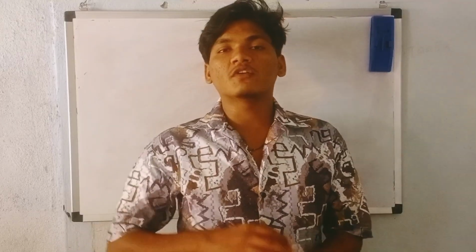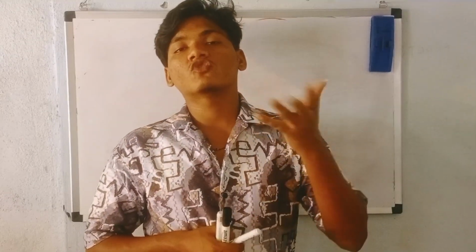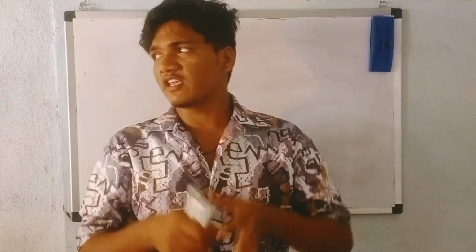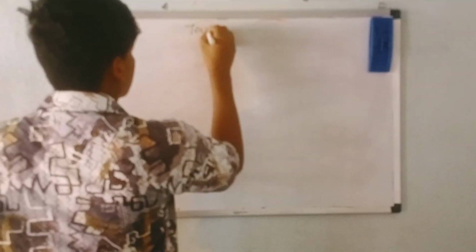In the last class we discussed what is meant by systematics and what is meant by taxonomy, and we also discussed classification and the necessity of classification, right? So in this video we majorly focus on the taxonomic categories and taxonomic hierarchy. Taxonomic category and taxonomic hierarchy are both the same terms. Today we majorly focus on taxonomic hierarchy.